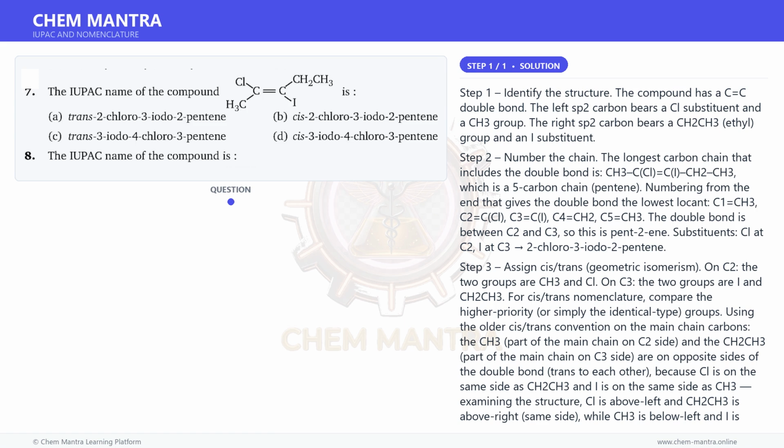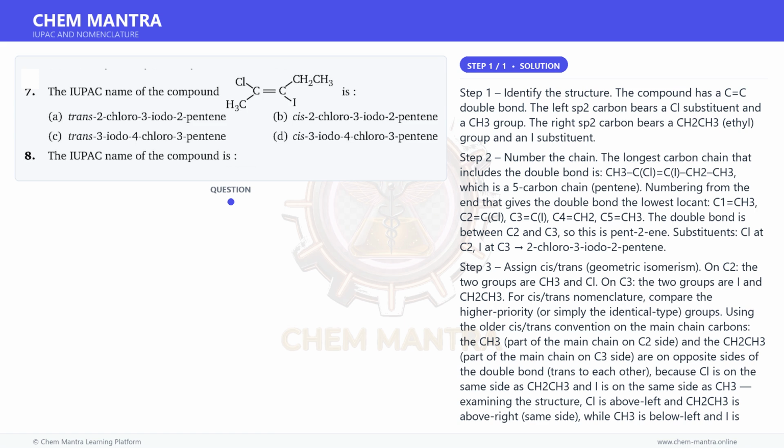double bond, trans to each other, because Cl is on the same side as CH2CH3 and I is on the same side as CH3. Examining the structure, Cl is above left and CH2CH3 is above right, same side, while CH3 is below left and I is below right, same side. Therefore, the two chain carbons, CH3 at the C2 end and CH2CH3 at the C3 end, are on opposite sides.